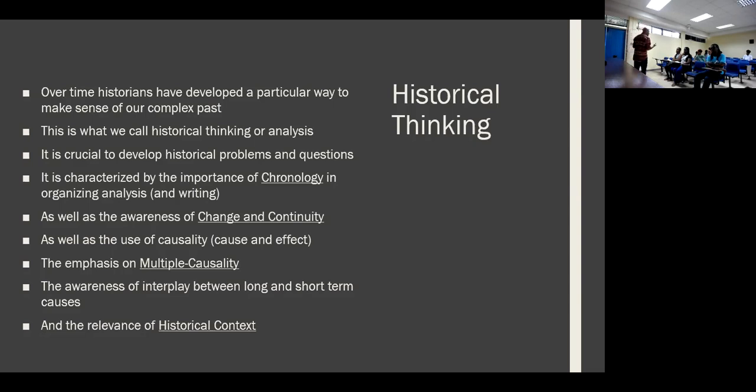The chronology is crucial. What happens first, what happens second, what happens third, as you can understand, is crucial. And we always have to have that sort of timeline in mind. So when you are taking your notes, or at least when you organize your notes, you organize them sometimes chronologically.